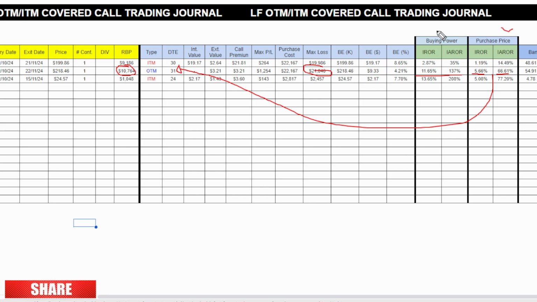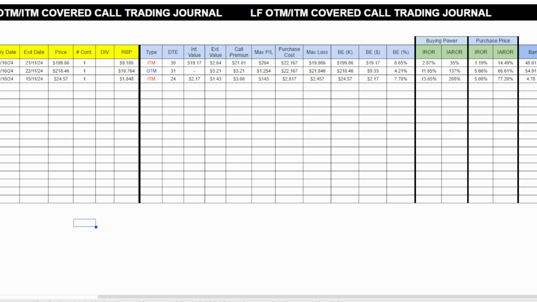So basically, the buying power, for those of you that have a cash account, a small account, forget about that. I trade on portfolio margin, so we can get way more for our dollar. But as you can see, that's not too shabby. 5.66 return in 31 days, which is an amazing return, and 66.6 annualized.